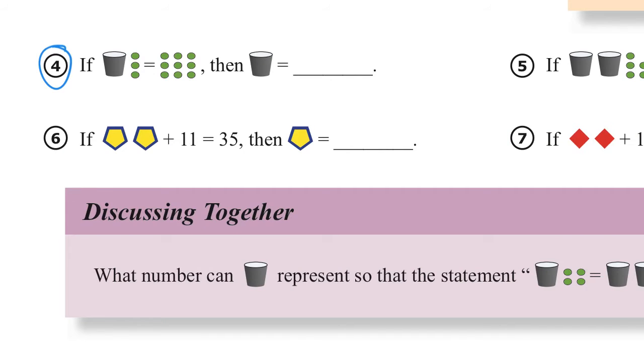If a bucket and 3 equals 9, then what does that bucket equal? Maybe you're thinking already what that answer would be, but one way we could show this is if we remove 3 from each side of our equation. We know it's an equation because of the equal sign. If we remove 3 from each side, we're left with 1 bucket equaling 6. And so we know that the bucket needs to equal 6.